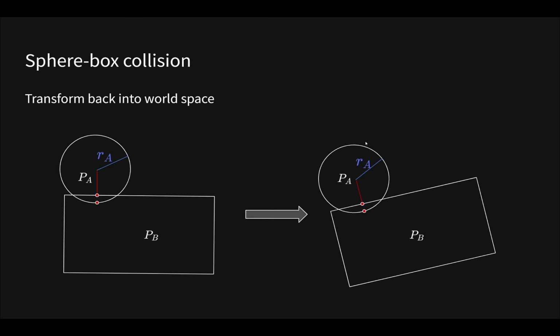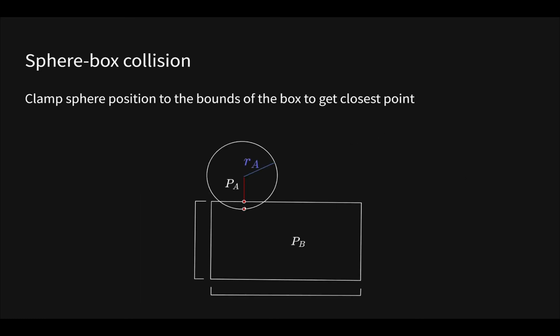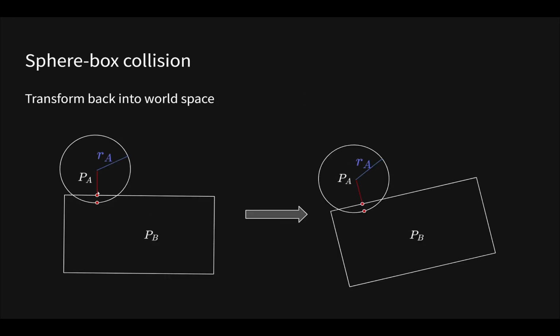We can also measure the penetration depth, and that can just be done by taking the radius of the sphere and then subtracting the distance between this closest point we found and the center of the sphere. Then we can transform the thing back into world space, and we can again calculate the normal in world space and all of that stuff. Right, the normal.